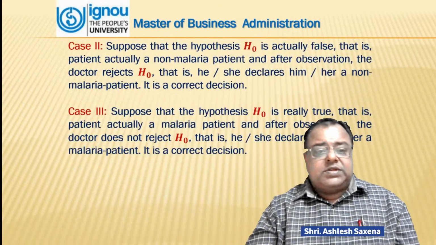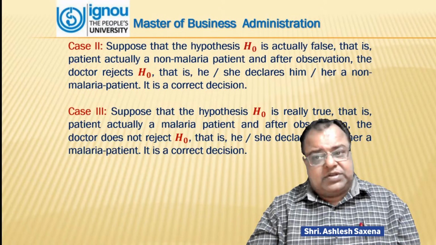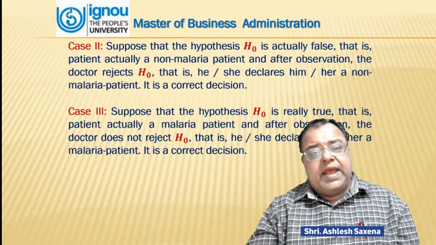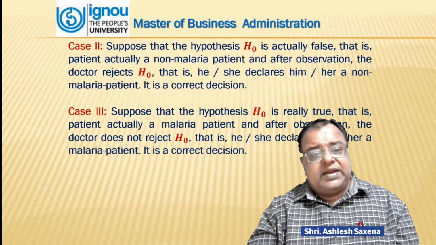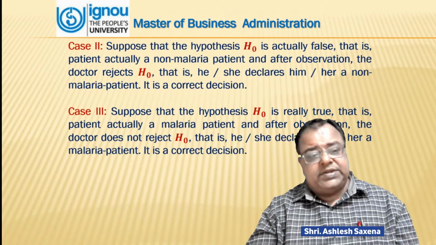In case 2, suppose that the hypothesis H naught is actually false. That is, the patient is actually a non-malaria patient, and after observation, the doctor rejects H naught. That is, he or she declares him or her a non-malaria patient. It is a correct decision.